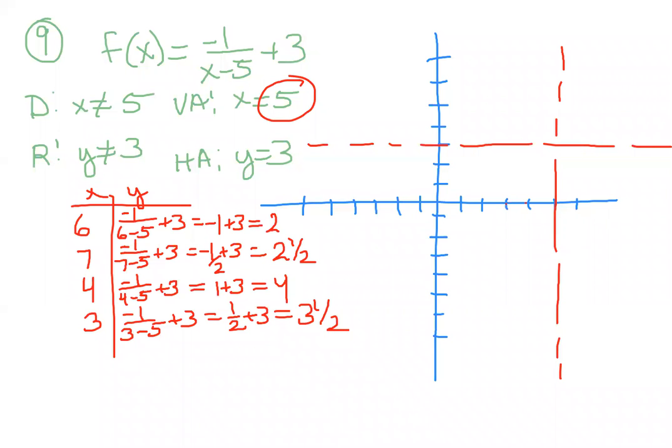So let's go ahead and graph this. We've got 6, 1, 2, 3, 4, 5, 6, 2, and 7, 2.5. So it's going to be here. And then we've got 4, 1, 2, 3, 4, 4. 1, 2, 3, 4, and 3, 3.5. So this one's going to look like this. Okay, and that's the answer to number 9. Next one, we'll be graphing rational instead of just reciprocal.